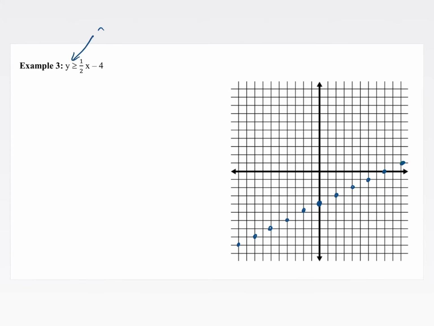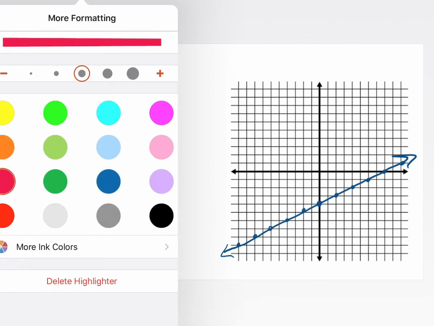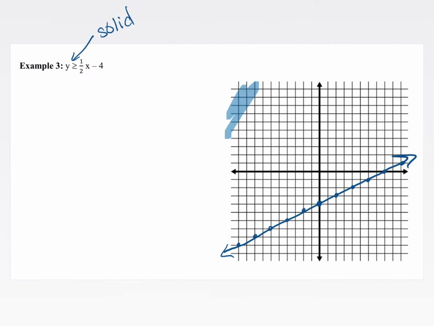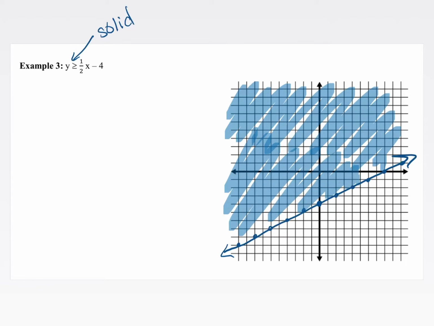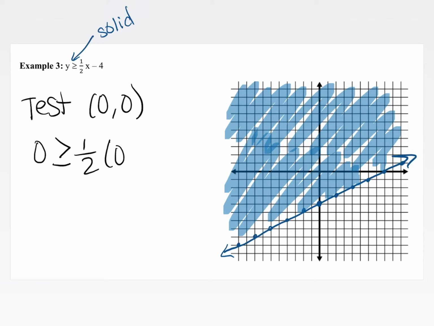This is going to be a solid line because it's greater than or equal to. And since it's also greater than, we're going to shade above. We can also test a point. Let's test (0, 0), because it's nice and easy. 0 is greater than or equal to 1/2 times 0 minus 4. This says that 0 is greater than negative 4, which is true. So we shaded in the correct area.